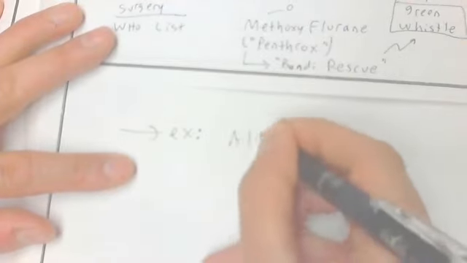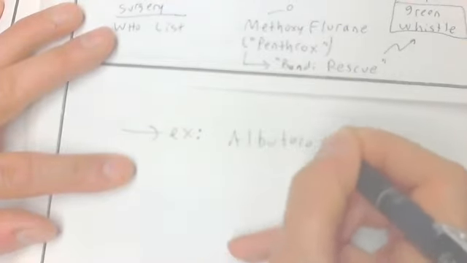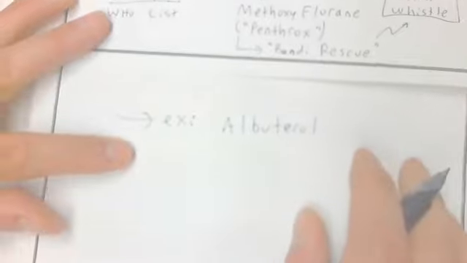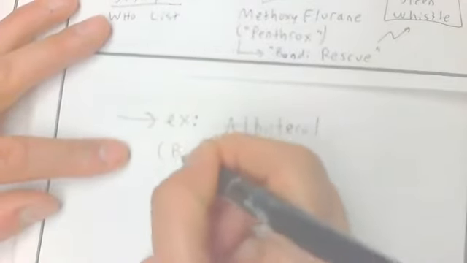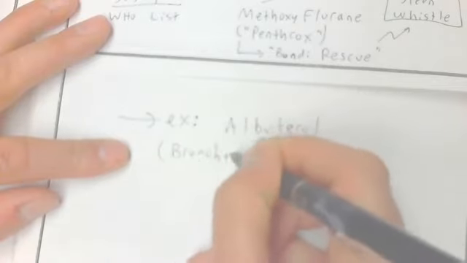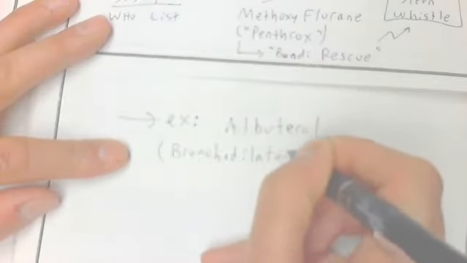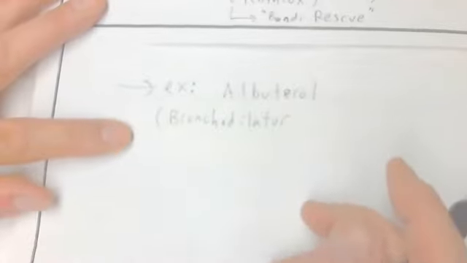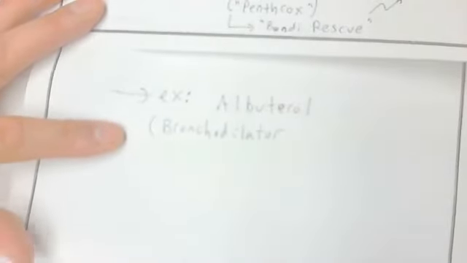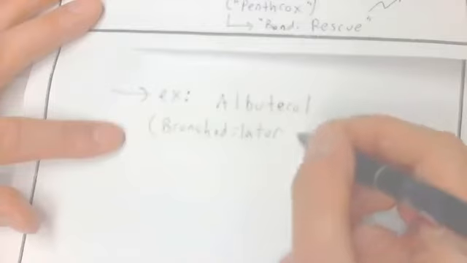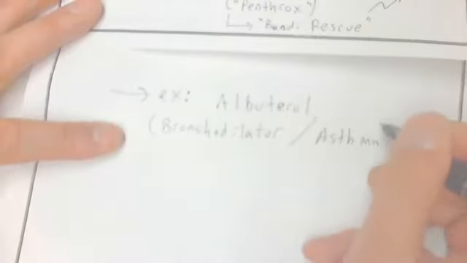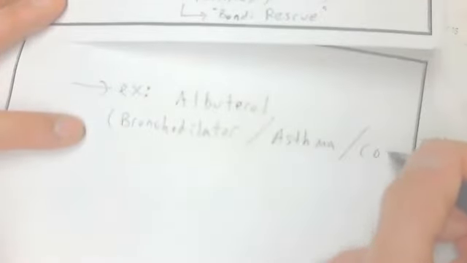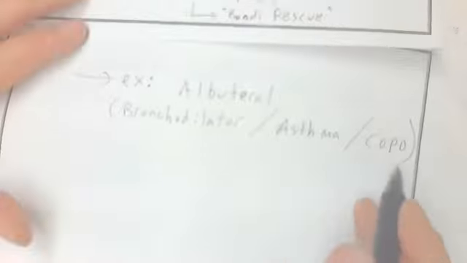albuterol. It's one of these modern asthma drugs. These are all bronchodilators, so they dilate your bronchial pores, and they're used as asthma treatment, or COPD, chronic obstructive pulmonary disorder, a similar related disease.